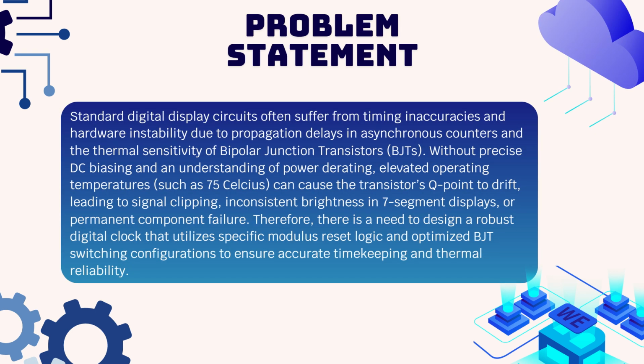Problem statement. Common digital clocks often have two main problems: they lose time because of internal delays, which we call propagation delays, and they become unstable or break when they get too hot. If the transistors aren't set up correctly, high temperatures like 75 Celsius and above can cause the display to flicker or the parts to fail. So this project aims to solve this issue by designing a better clock that uses precise maths and logic to stay accurate and stay cool under pressure.